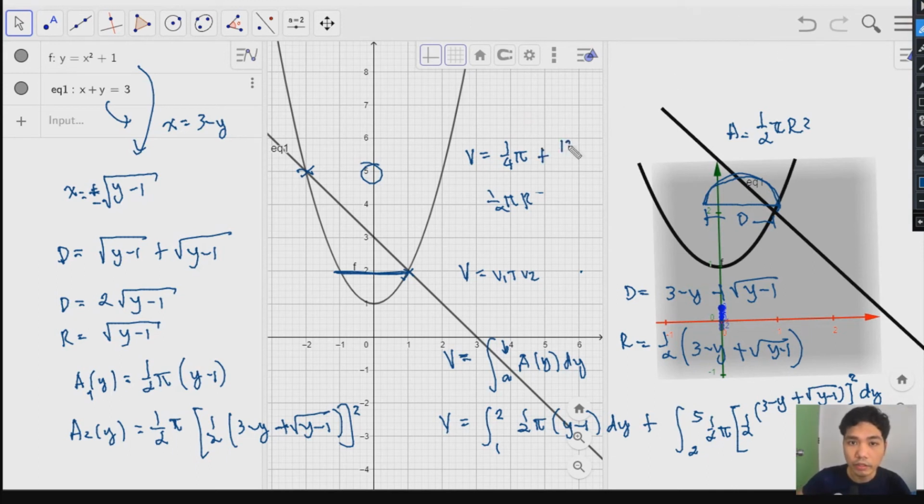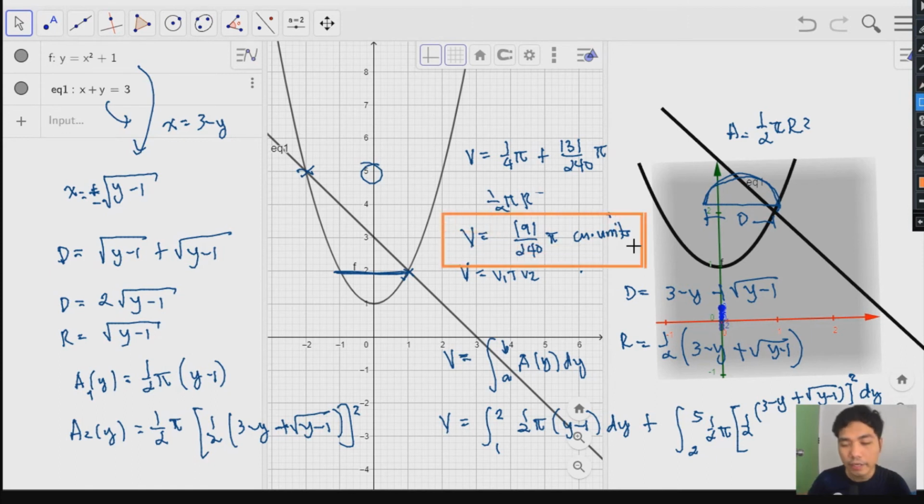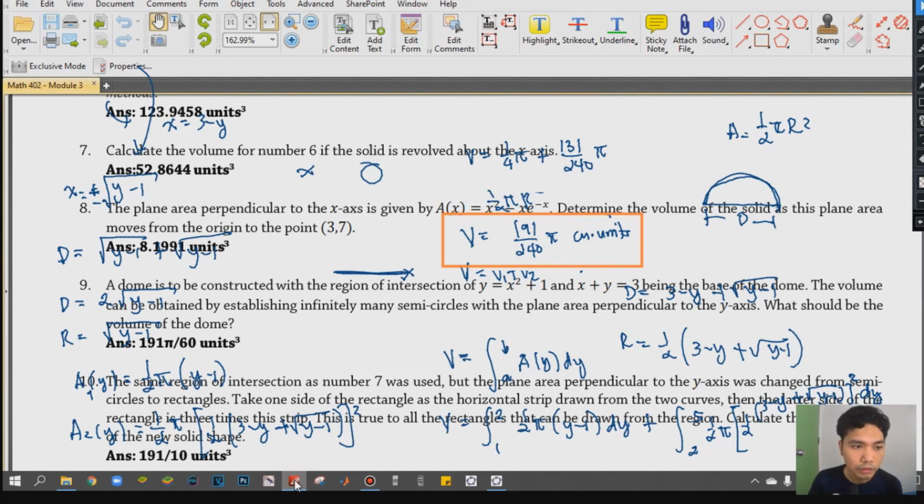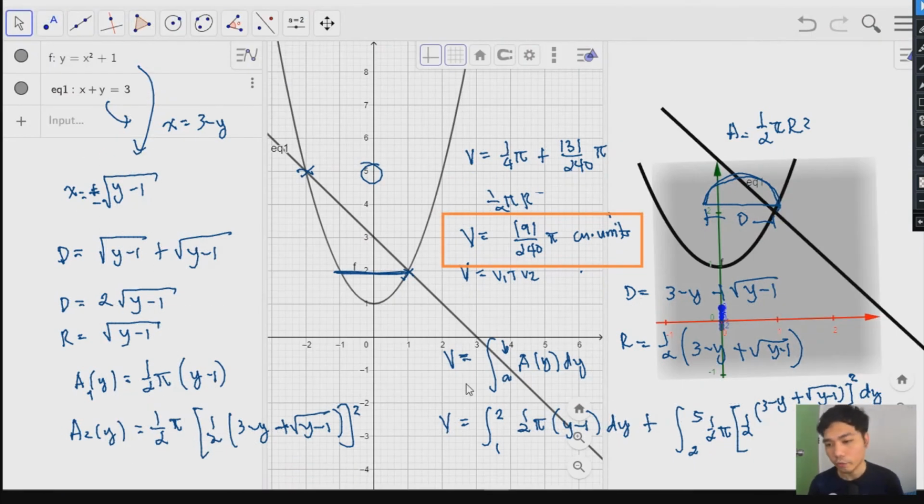131/240 pi. And then the total volume would be, of course, adding yung 1/4 pi natin. So this gives me 191/240 pi cubic units. Okay? So, paki-correct na lang nasa handout nyo kasi I think the answer there is 191/60 ata yan. Okay, so paki-correct na lang, that should be 240.